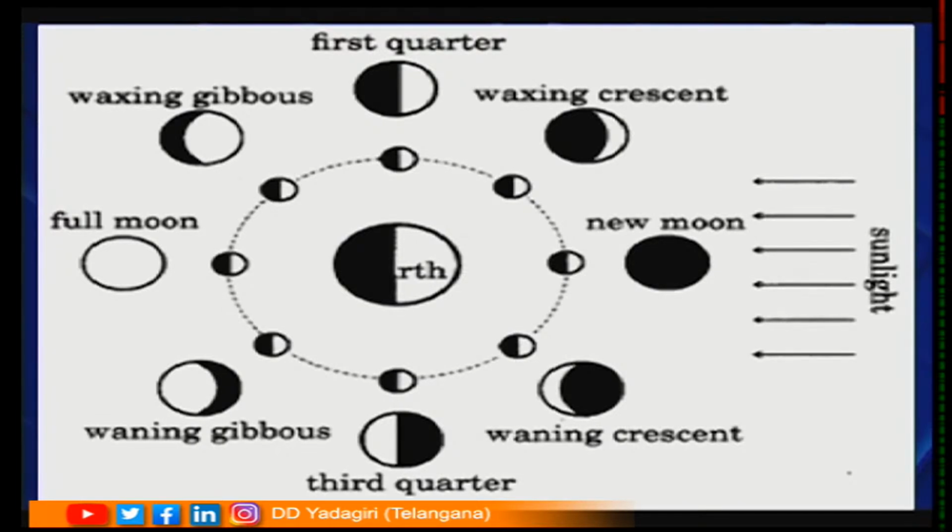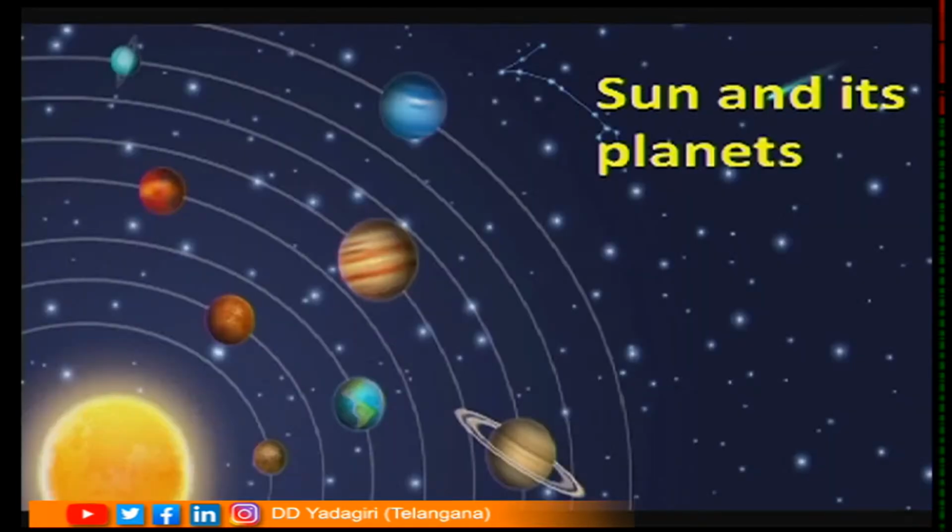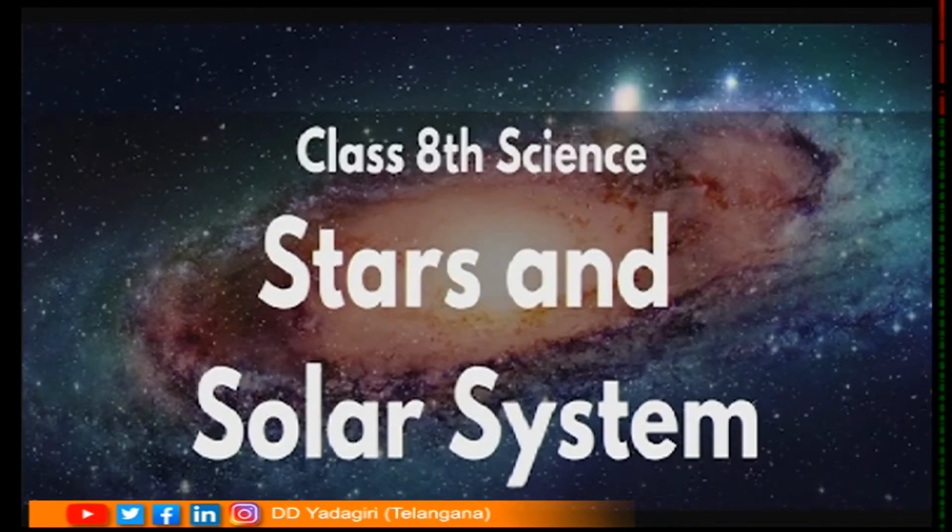Now, in continuation of the lesson, we will be studying about the solar system. The solar system contains the sun and its planets. So, the name of the lesson is stars and solar system.